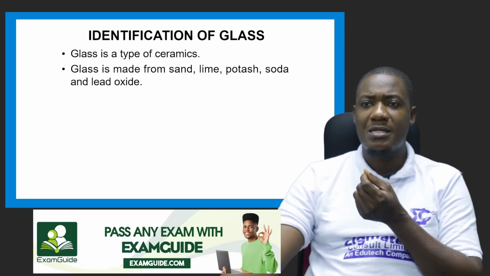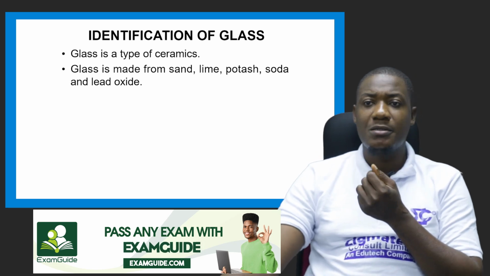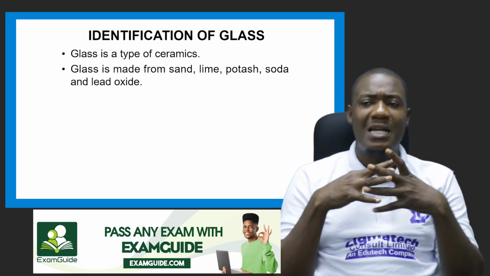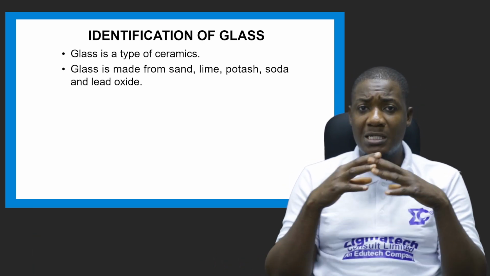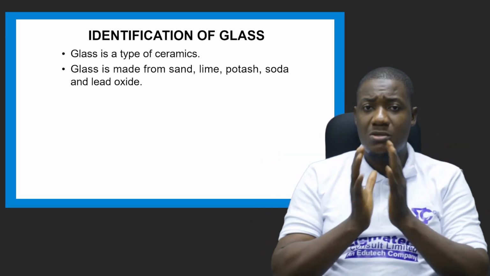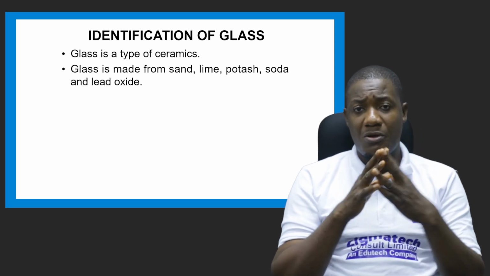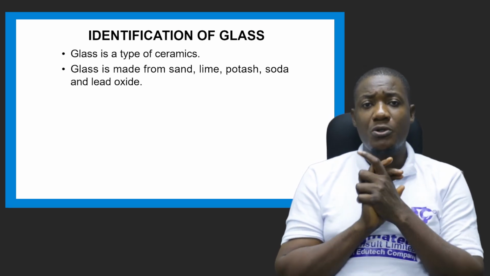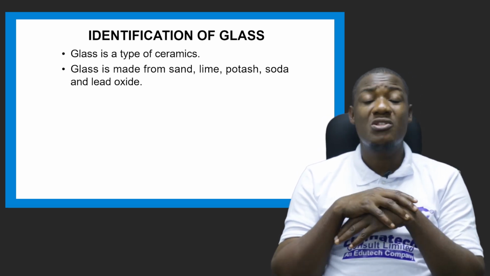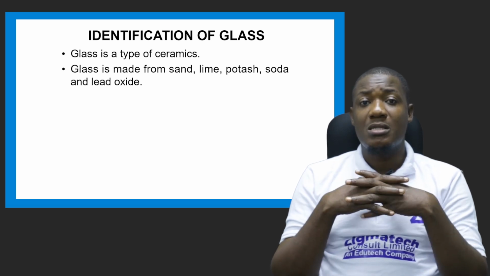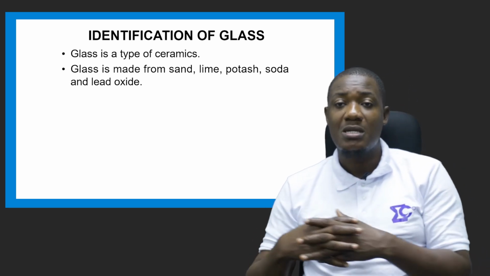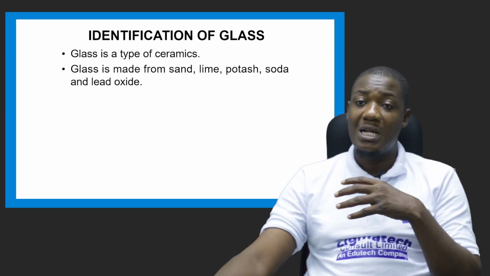Identification of glass. Glass is a type of ceramic. Glass is made from a mixture of sand, lime, potash, soda, and lead oxide in the appropriate ratio. When you mix this together and it undergoes some other processes, what we produce is glass. Glass is very, very transparent. It's also resistant to heat, just as a type of ceramic, and there are so many other things that we do with glass.